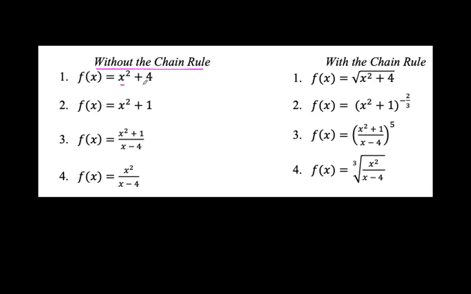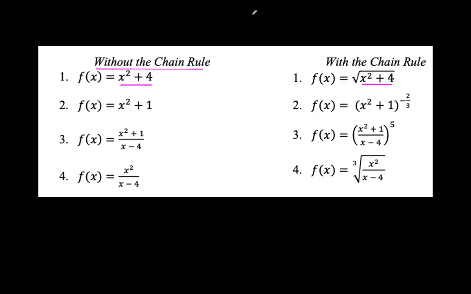If we look at it, x squared plus 4 is a radicand, or an expression inside the radical symbol, which is the square root symbol. Which means that we can treat this function as a composite function. So how do we do that?